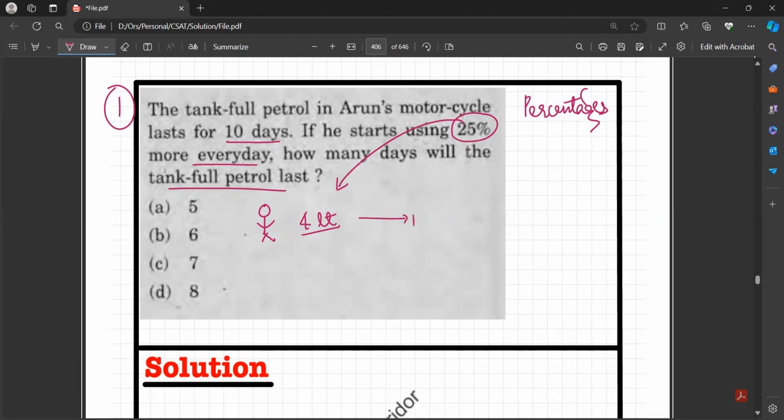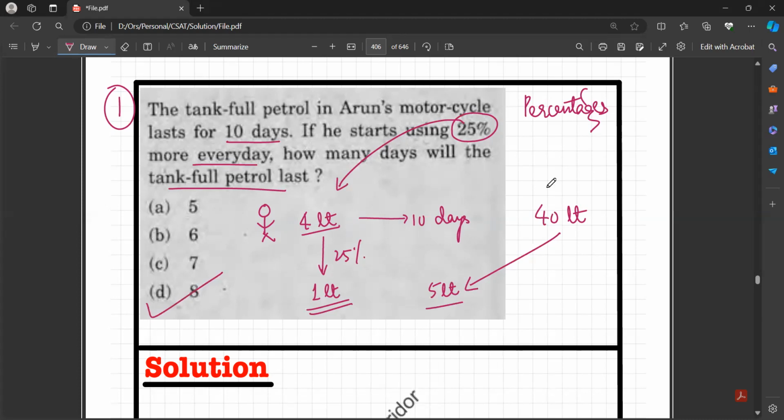4 liter for 10 days. That means the fellow will use how much in 10 days? 40 liter. If he uses 25% more, then every day he will use 1 liter more. Total usage per day will be 5 liter. So 40 liter, if used at 5 liter per day, will be consumed in 8 days. So the answer would be 8.